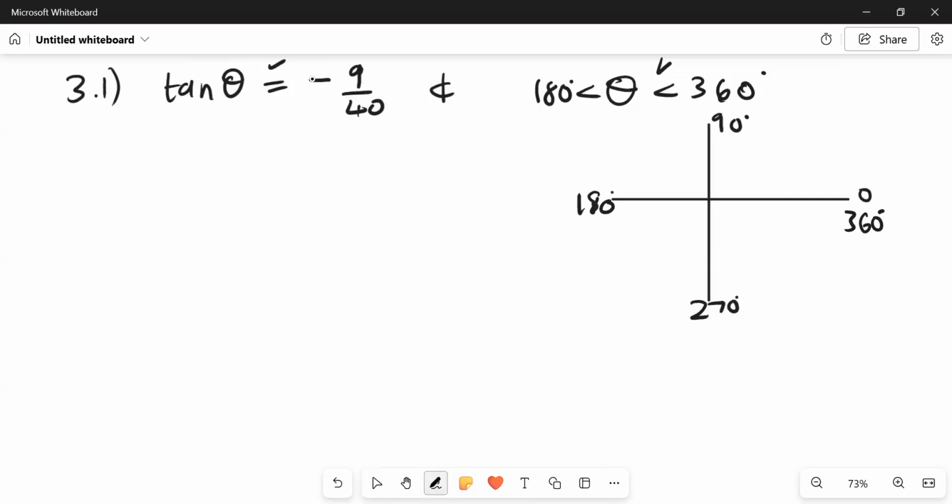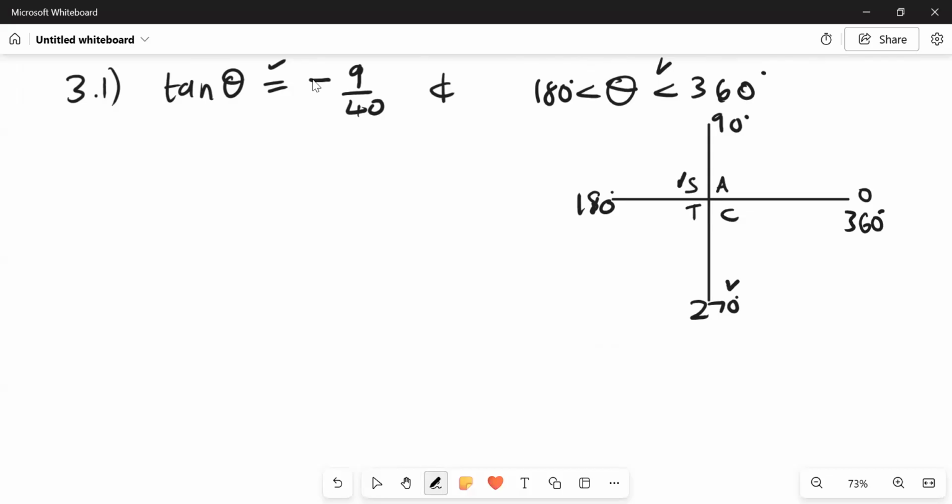Now, tan is equal to this value, and this value is negative, which means tan is also negative, right? Now, where is tan negative according to the CAST diagram? So you have your A, S, T, C. Tan is negative in quadrant 4 and quadrant 2. You make ticks there, okay?